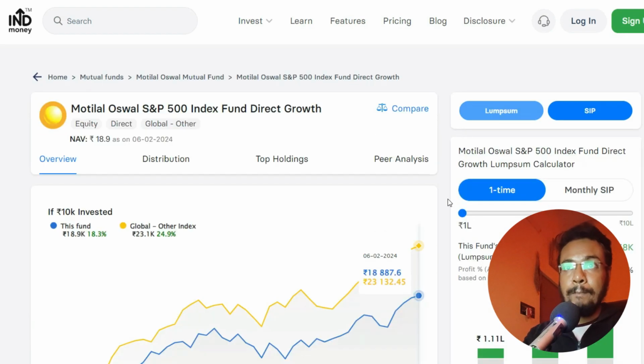At number 2, we have Motilal Oswal S&P 500 Index Fund. Okay, so this fund invests in the S&P 500 index, which is a broad index compared to Nasdaq 100. S&P 500 consists of 500 top companies of the US stock market. Okay, so this is a broad index with a lot more companies.